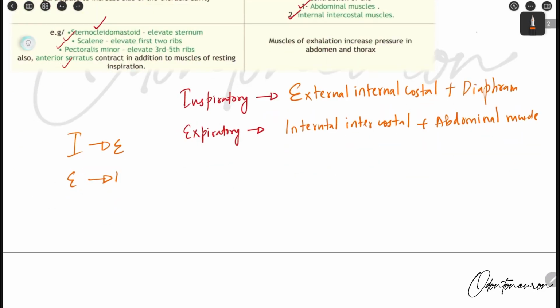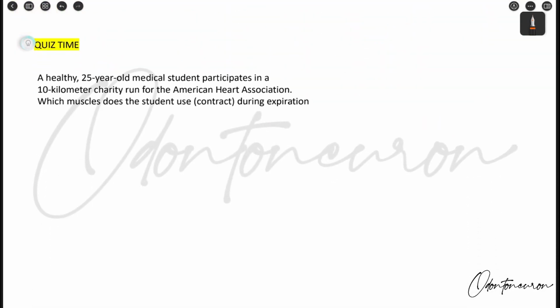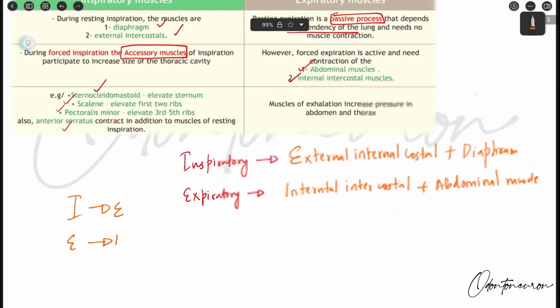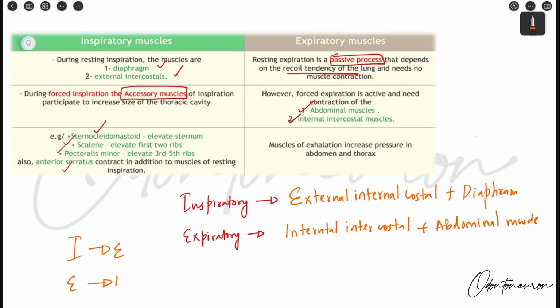This is what's important. In this session I have added two to three questions, like a quiz, so that we can have a recall of what we are reading. Before I go to the quiz, let's revise. Inspiratory muscles are your external intercostals and your diaphragm, and expiratory muscles are your internal intercostal and your abdominal muscles. Clear? Now, for a forced inspiration, you have to know the sternocleidomastoid, scalene, pectoralis minor, and anterior serratus also take part. Just know this much as a concept.